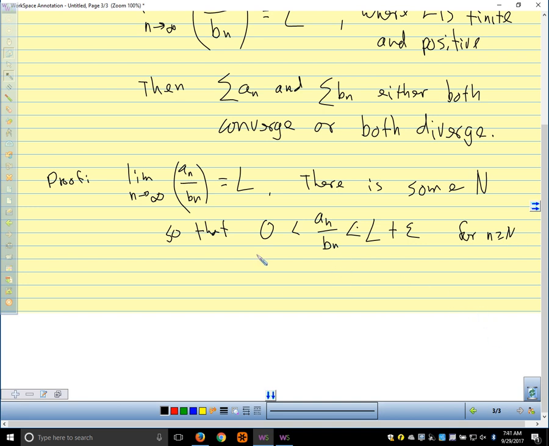So the definition of a limit says eventually this ratio is going to be close to L. Epsilon means it's as close as we want. Well, this says that a sub n is less than L plus epsilon times b sub n. Well, if b sub n converges, then by direct comparison, a sub n converges.